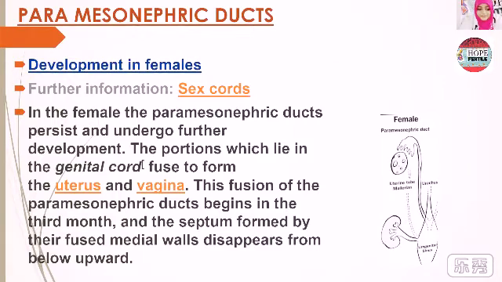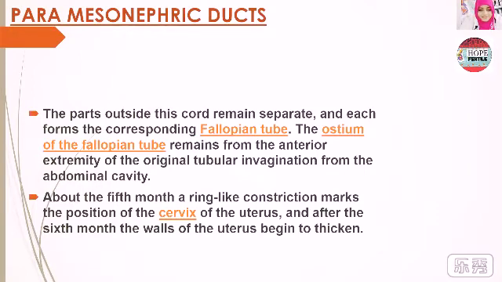This fusion of the para-mesonephric ducts begins in the 3rd month, and the septum formed by their fused medial walls disappears from below upwards. The parts outside this cord remain separate and each forms the corresponding fallopian tube. The ostium of the fallopian tube remains from the anterior extremity of the original tubular invagination from the abdominal cavity. About the 5th month, a ring-like constriction marks the position of the cervix of the uterus, and after the 6th month, the walls of the uterus begin to thicken.